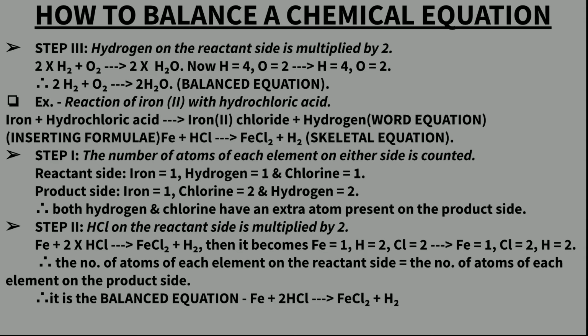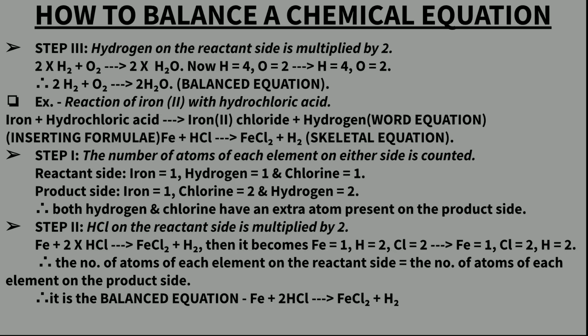Okay, another example is the reaction of iron with hydrochloric acid. Iron plus hydrochloric acid will give us iron 2 chloride and hydrogen. That is the word equation. Now inserting the formulas, Fe plus HCl will give us FeCl2 plus H2. That will be the skeletal equation.